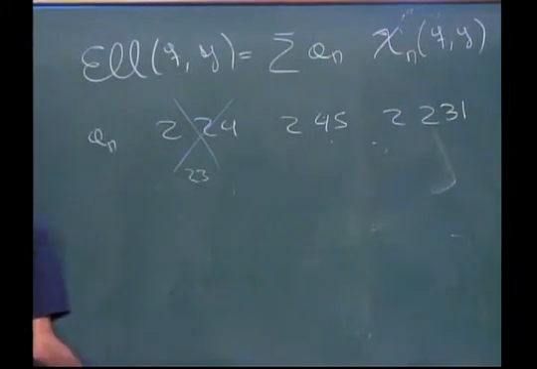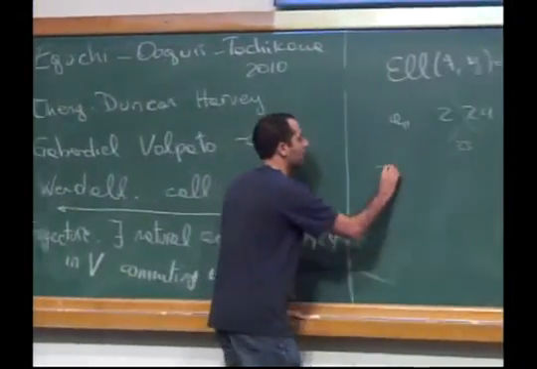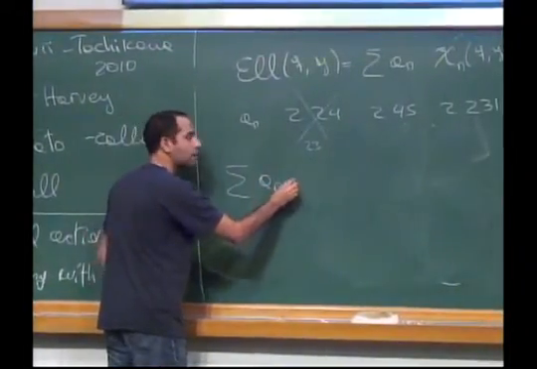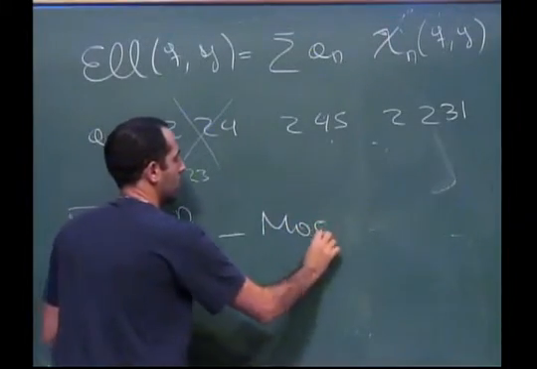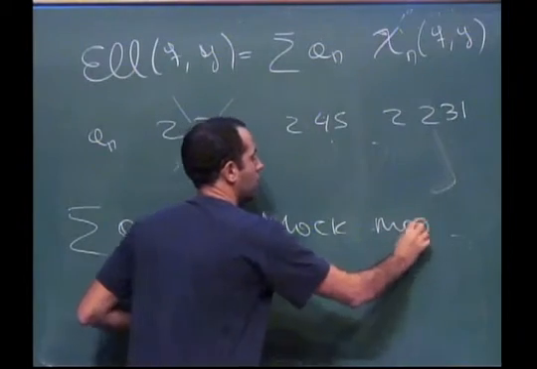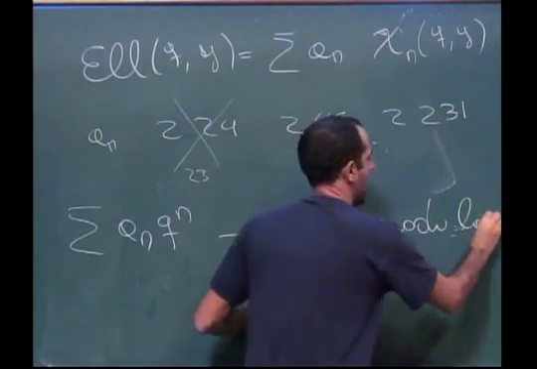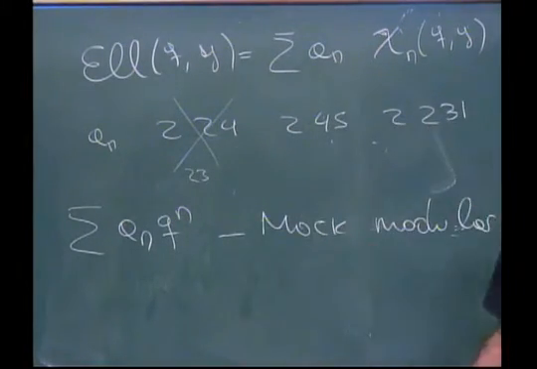And the connection, and that's why Cheng, Duncan, and Harvey started working on this, is that if you take the sum of A_n q to the n, this is a mock modular form, again taking out this first term, in the same sense as Mock modular forms.